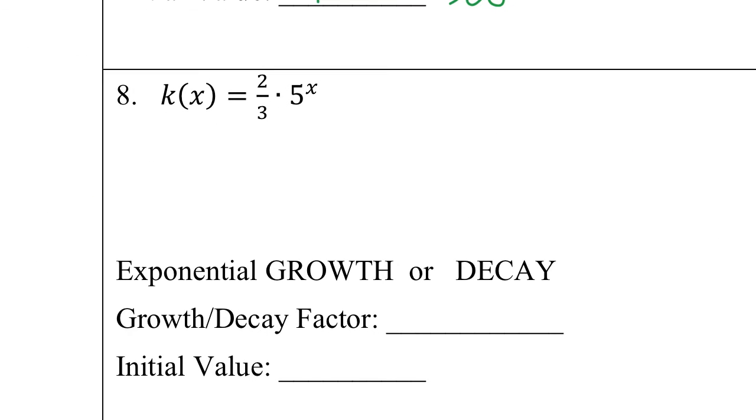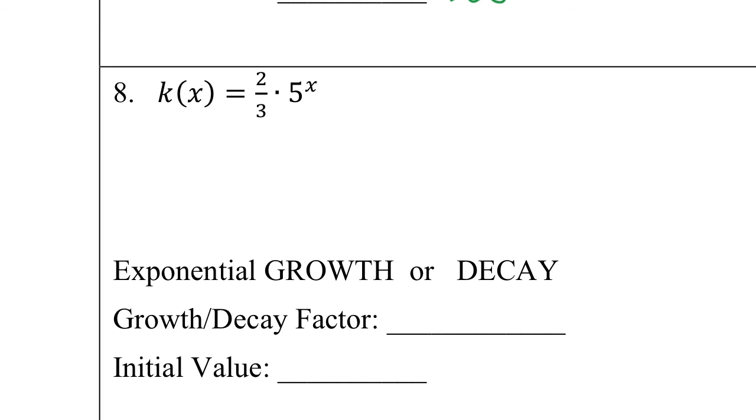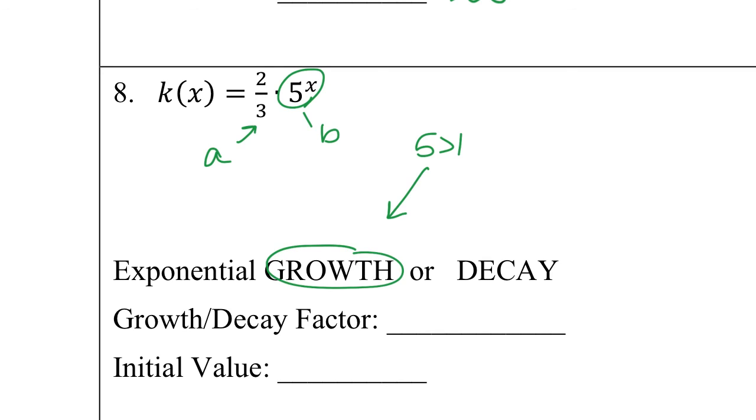Number 8. 2/3 times 5 to the x. So this doesn't have parentheses, but 2/3 still does not have an exponent, so that's your a. 5 to the x, that has your exponent, that's your b. So because the 5 is greater than 1, that makes this exponential growth. The growth or decay factor is the 5, and the initial value is 2/3.